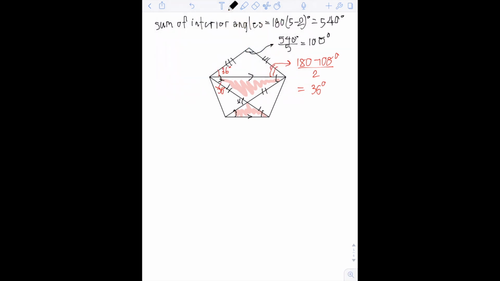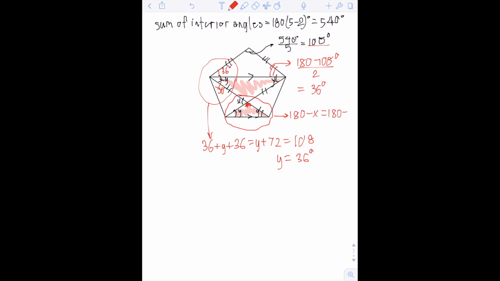So if we let this angle be y, and these are all y, then from this vertex we get 36 plus y plus 36 is 108. So y is equal to 36 degrees. And now we can look at this triangle at the bottom. And we can see that this angle, this red angle, is 180 minus x degrees and 180 minus 2y. So x is 2y, which is 72 degrees.